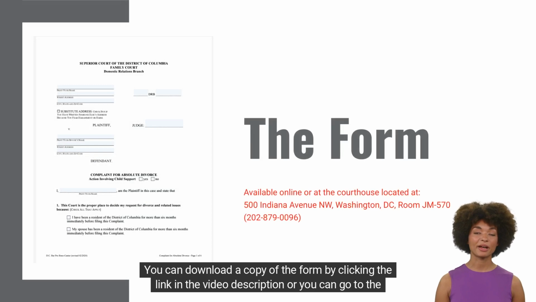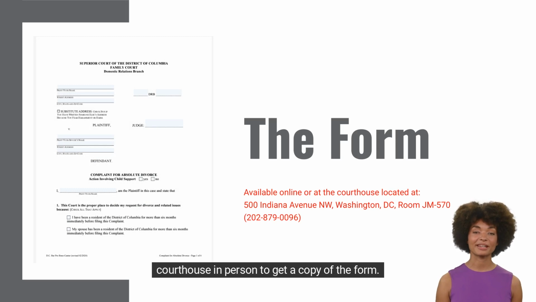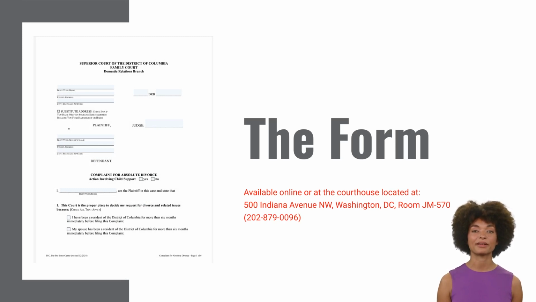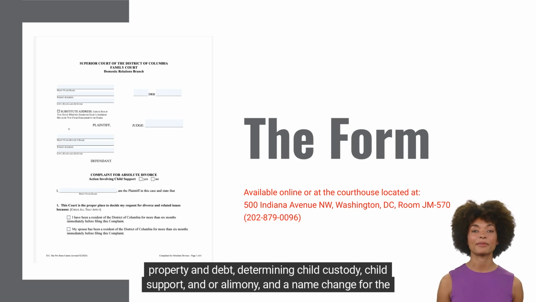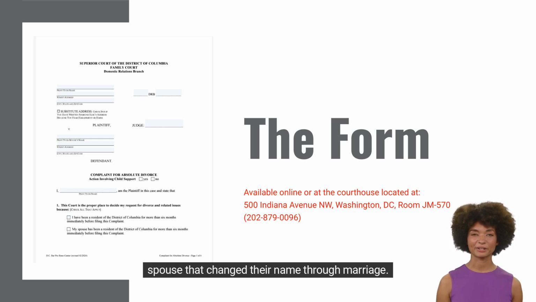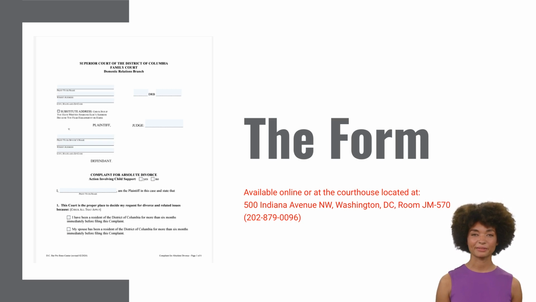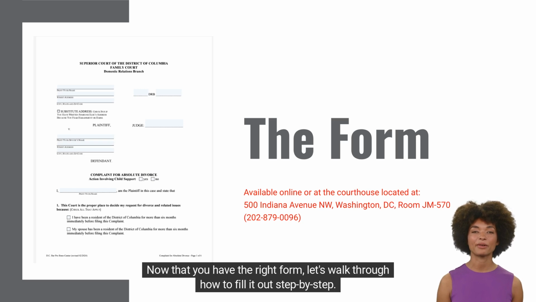You can download a copy of the form by clicking the link in the video description, or you can go to the courthouse in person to get a copy of the form. In a divorce case in DC, you can ask the court to resolve several issues, such as dividing your marital property and debt, determining child custody, child support, and/or alimony, and a name change for the spouse that changed their name through marriage. Now that you have the right form, let's walk through how to fill it out step by step.